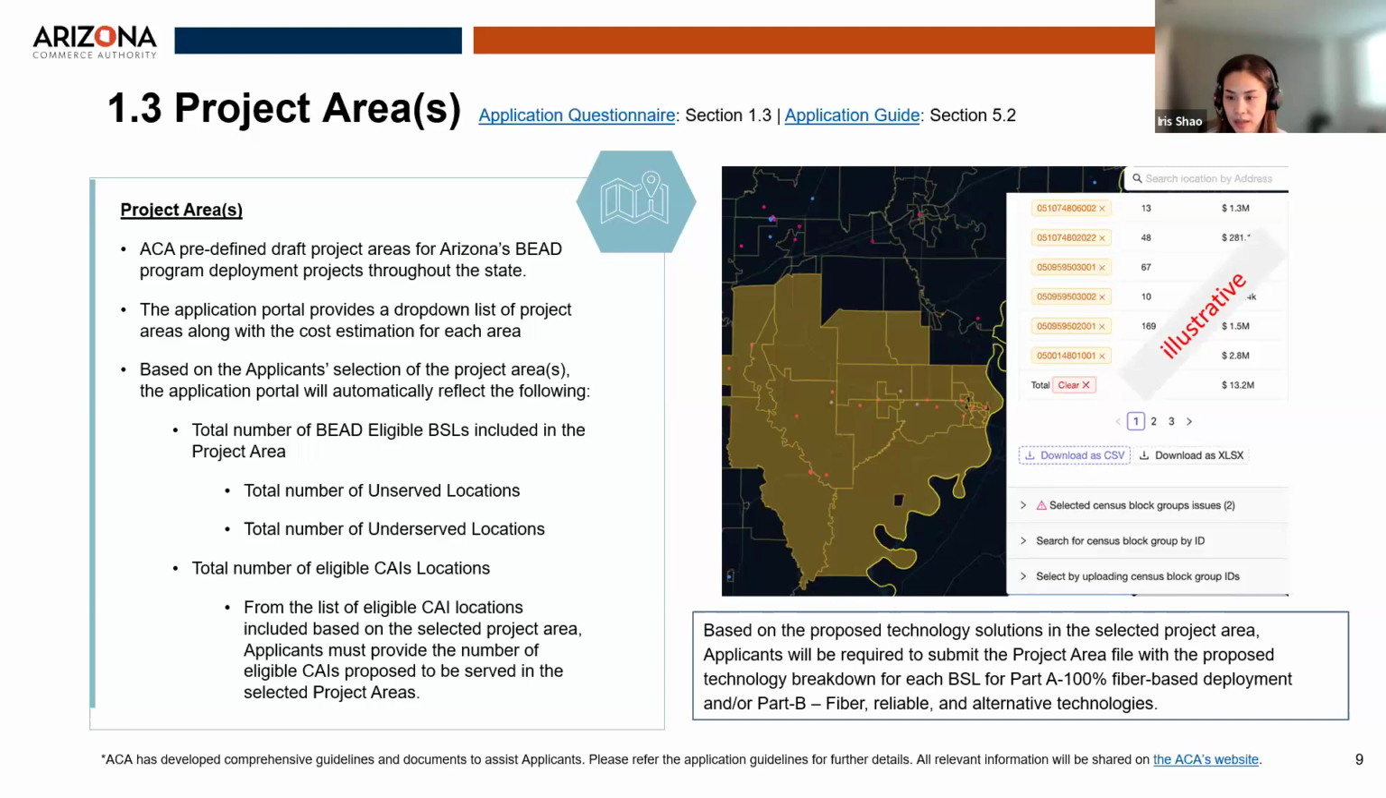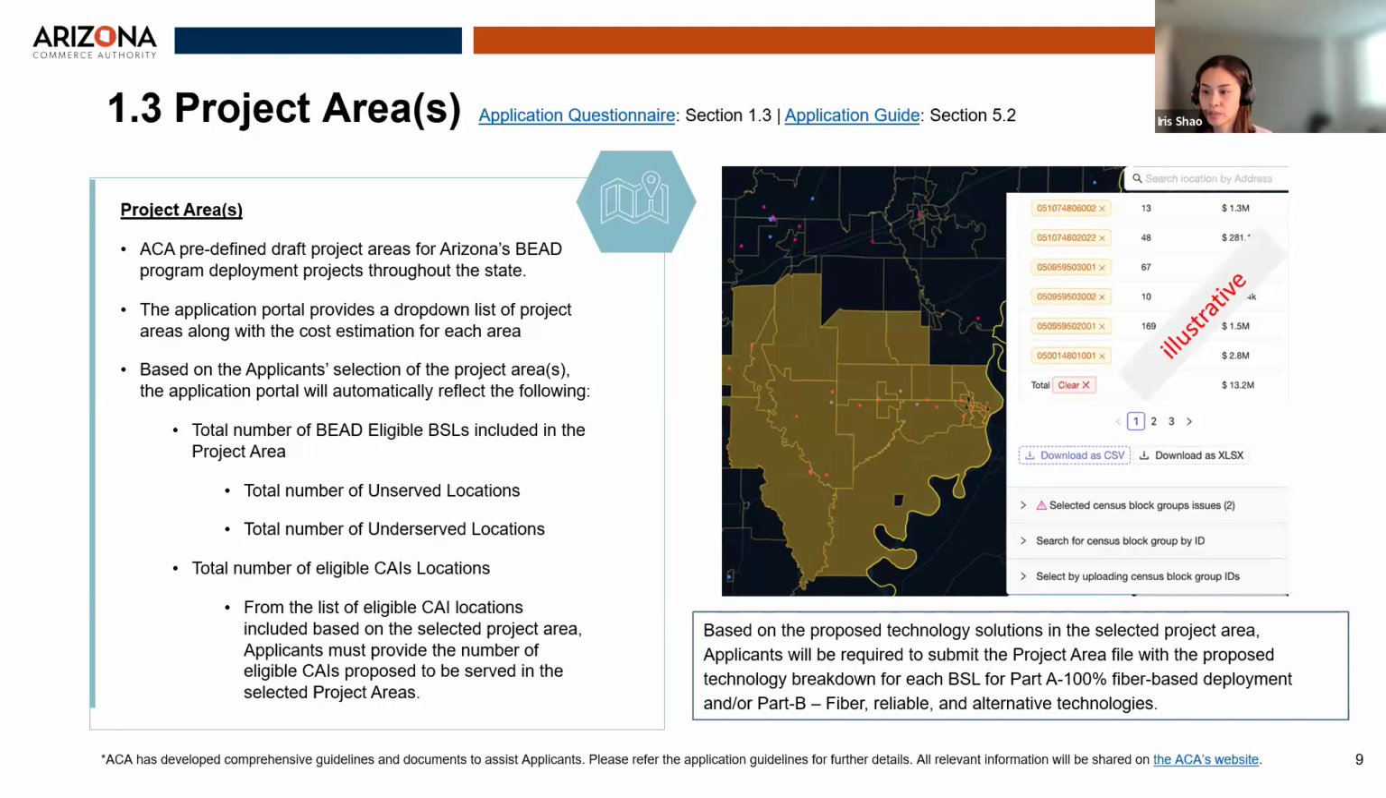All right. So moving on to section 1.3, project areas. So our final project areas have been posted on December 23rd. These have been updated based on your feedback from market sounding. So just wanted to reiterate that for each project area, you have to submit a separate application and they will be scored independently. So when you go on the portal, you will see a drop-down list of each project area.